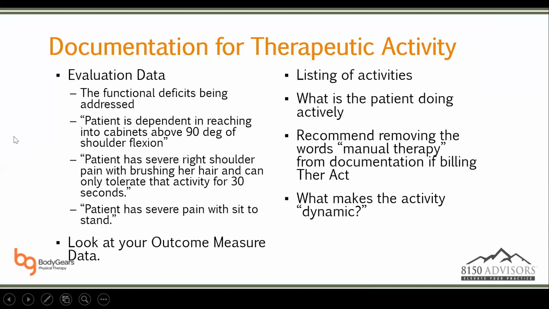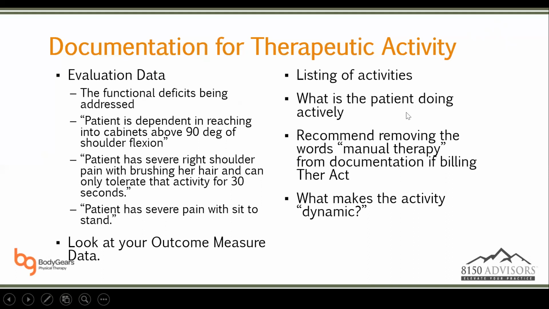And so make sure that in your evaluation data you have the functional deficits that you're addressing. For example, the patient can't reach into a cabinet above 90 degrees of shoulder flexion. They have severe right shoulder pain when they brush their hair. Patient has severe pain with sit to stand. Whatever it is that the patient's struggling with from a functional perspective. And your outcome data is going to speak to that very easily. Look at that information to get a list of things that the patient is struggling with.